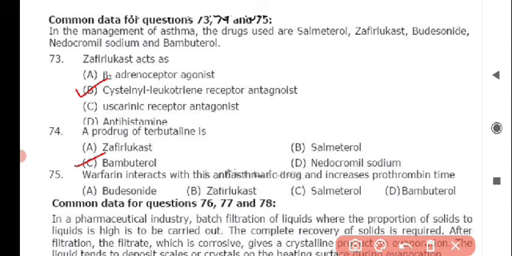bambuterol. Next question is, warfarin interacts with this antihistaminic drug and increases prothrombin time. So for this question the correct answer is option B, zafirlukast.